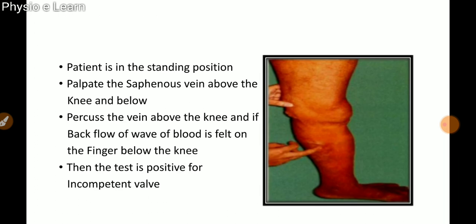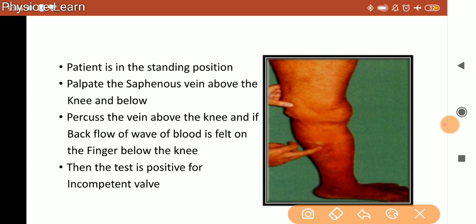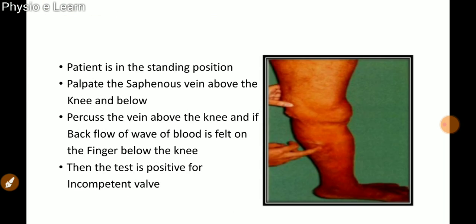So as you can see, the examiner has palpated the above the knee and below the knee saphenous vein, and so let's see the procedure again. Patient is in standing position. Palpate the saphenous vein above the knee and below the knee. Percuss the vein above the knee, and if the backflow of the wave of the blood is felt on the finger below, which is below the knee, then the test is positive for the incompetent valve.